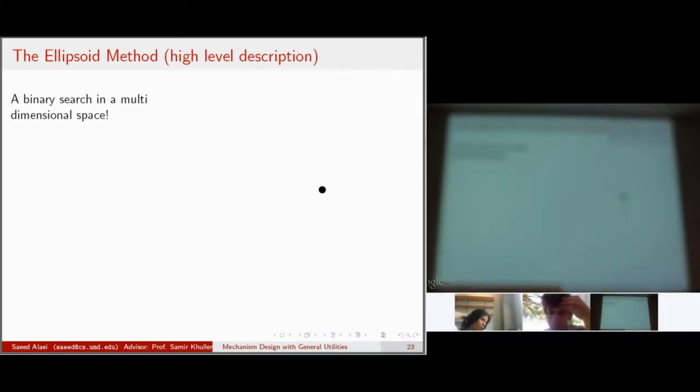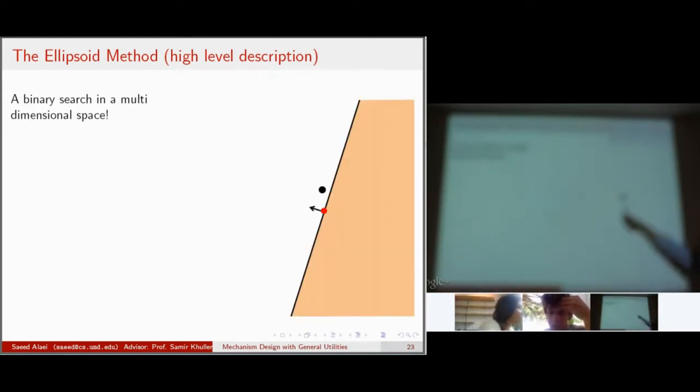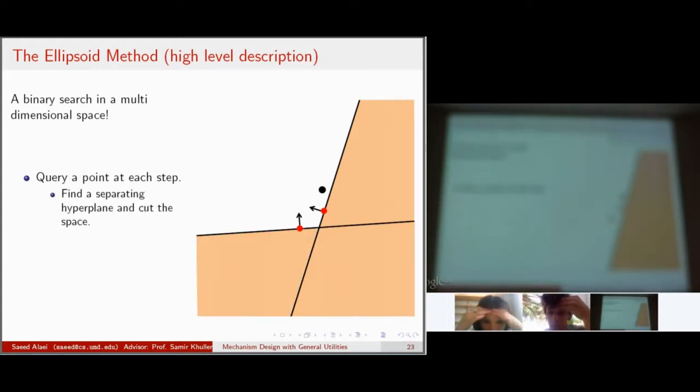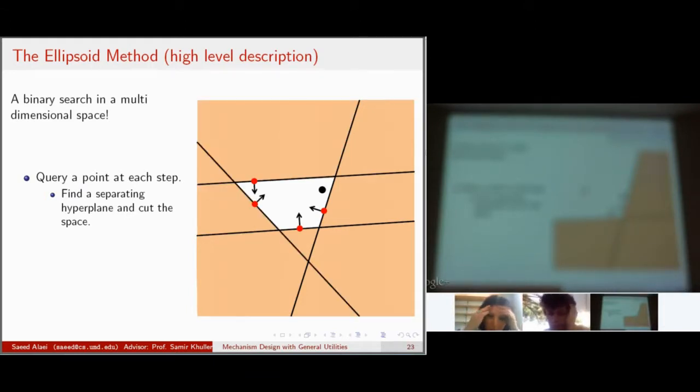It's basically a binary search in higher dimension. Let's say there is a point you want to find, and you don't know where it is, but if I give you a query point, then you can find a plane that cuts the space in half and tell you which side of the plane your target is. The ellipsoid method is very similar to binary search. At every step, it queries a point, and you're supposed to find a separating hyperplane which cuts the space. And it continues like this, and after a while, this space of possible points gets smaller.